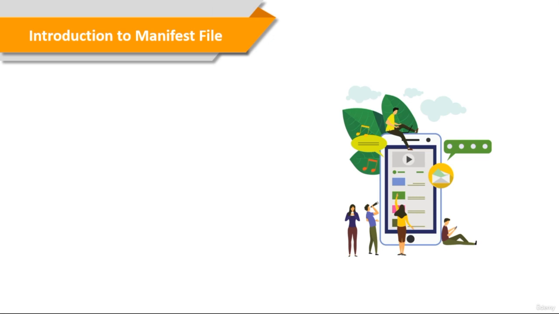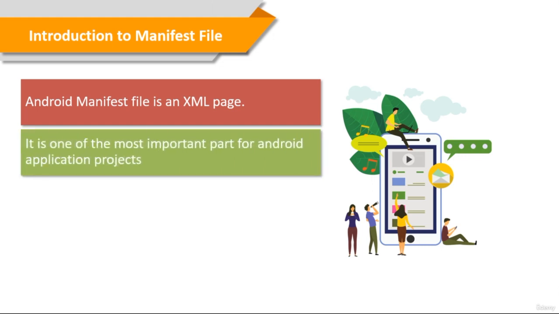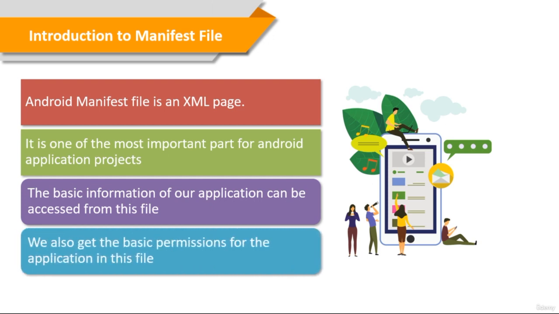All right, hello everyone. So let's talk about the Android manifest file just for a minute. All right, so Android manifest file. This is an XML file. It's one of the most important parts of the Android application project. In fact, we can access the basic information of our application from this file. We can also get the basic permissions for the application in this file.